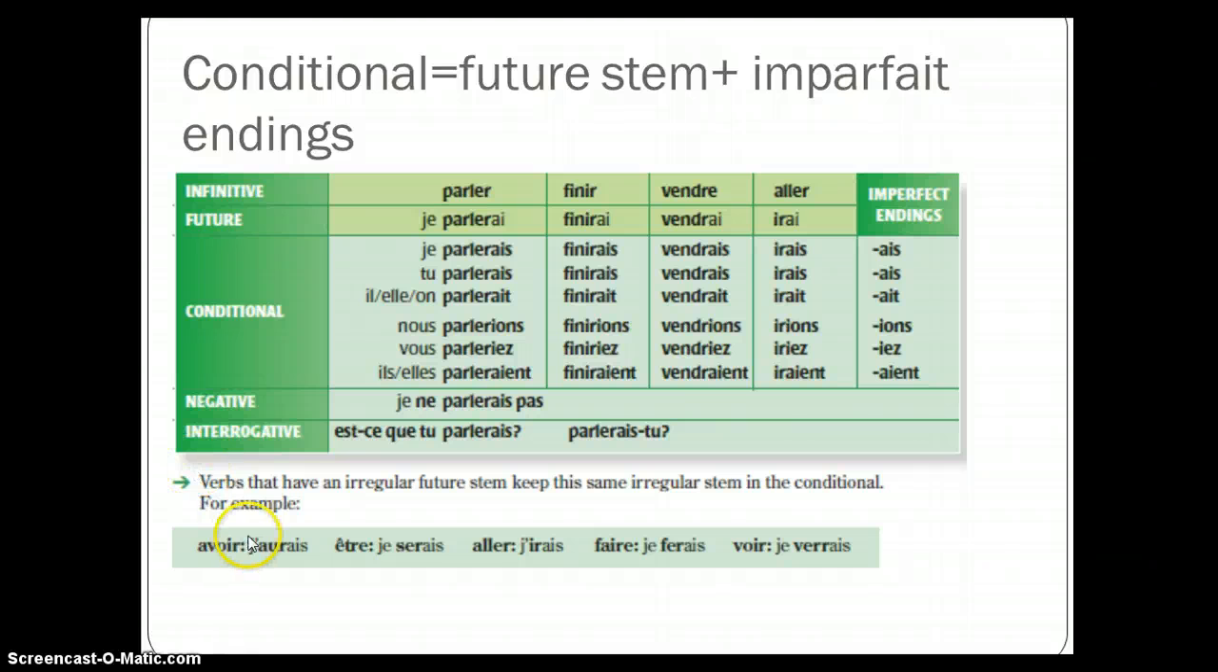And also remember we've got some irregular stems for our irregular verbs: avoir, aur-; être, ser-; aller, ir-; faire, fer-; voir, verr-, and so on. And there is a complete list of irregular stems that you should know. You might want to review those.